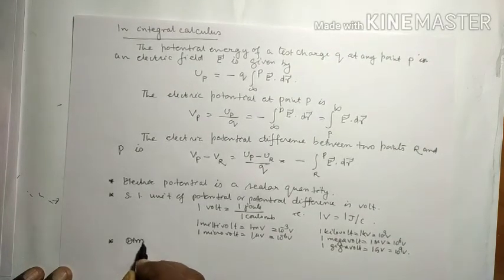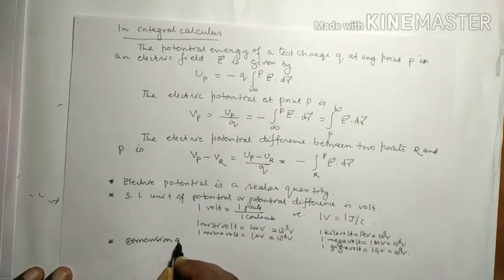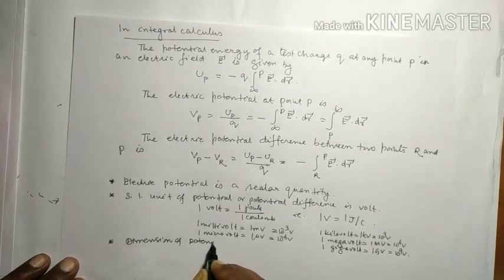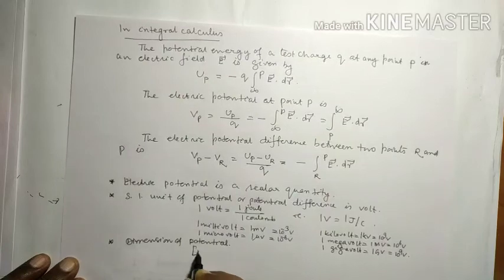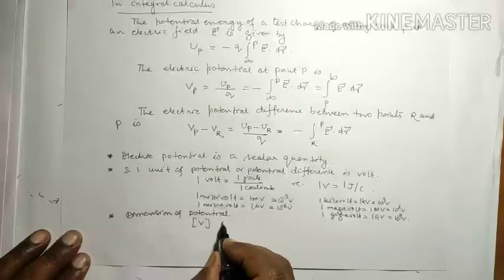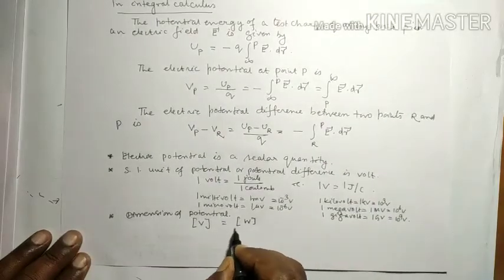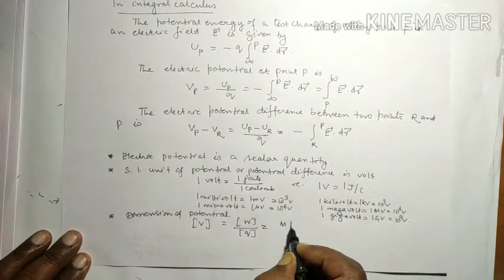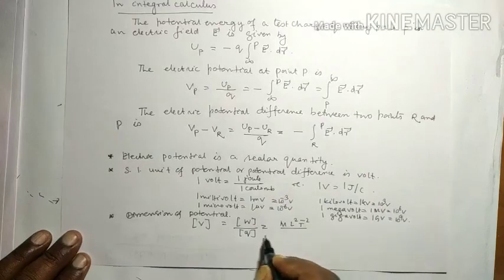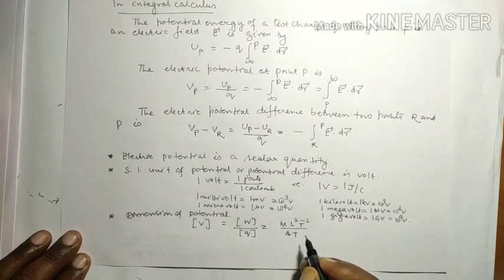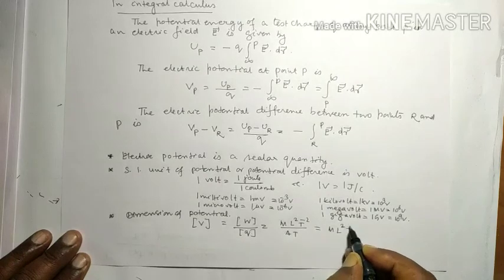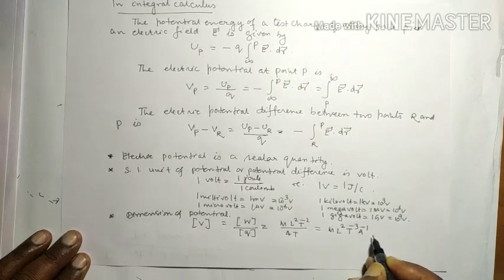Then dimension of potential or potential difference. Dimension of V is equal to dimension of W by dimension of Q. So dimension of W is M L squared T to the power minus 2 and dimension of charge is A T. So this is equal to M L squared T to the power minus 3 A to the power minus 1.